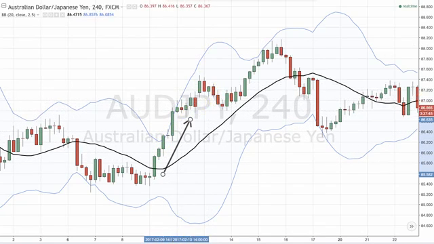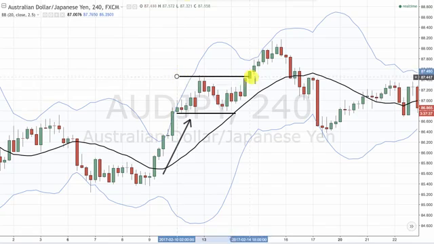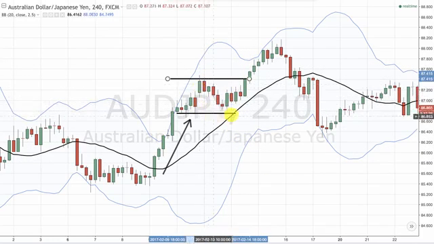Then at this point we did have a consolidation, which is normal after a trend wave. Always or very often does price enter such a sideways market. It gives the buyers and the sellers some time to make up their mind. Will price reverse? Will we go up? And you can see that all the time we stayed above this black line, which is the 20 period moving average from the Bollinger Bands.